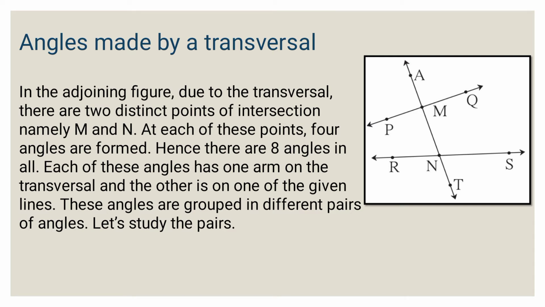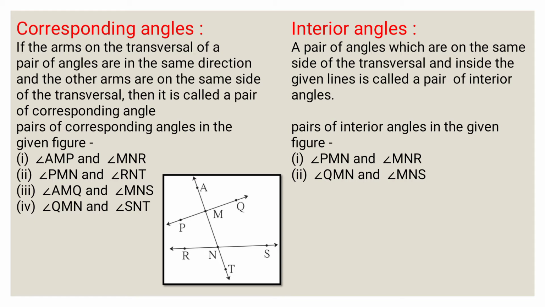Let's study the pairs. There are pairs of corresponding angles, interior angles and alternate angles. First we see the corresponding angles. If the arms on the transversal of a pair of angles are in the same direction and the other arms are on the same side of the transversal, then it is called a pair of corresponding angles.